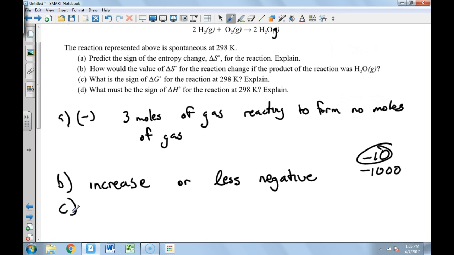And then C, it says, what is the sign of delta G for the reaction? This was probably the easiest question on the whole test, and that's negative because it says spontaneous. Absolutely synonymous with each other.